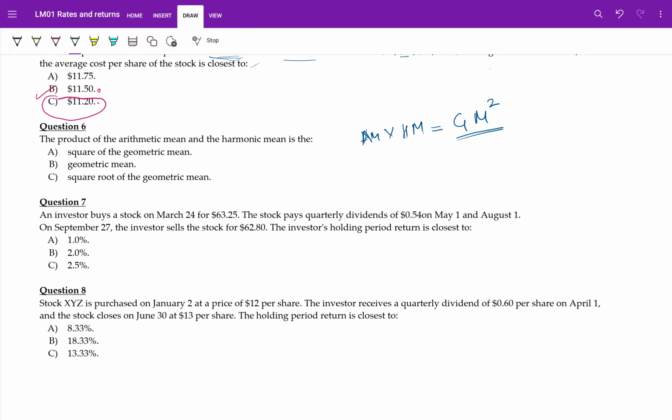Then you need to re-engineer the formula. You need to calculate the correct product. So the product of the arithmetic mean and the harmonic mean is the square of the geometric mean. Square root of geometric mean? No. Geometric mean? No. Square of geometric mean. Also pay attention to the given options because at times they actually use tricky language. So you need to pay attention.